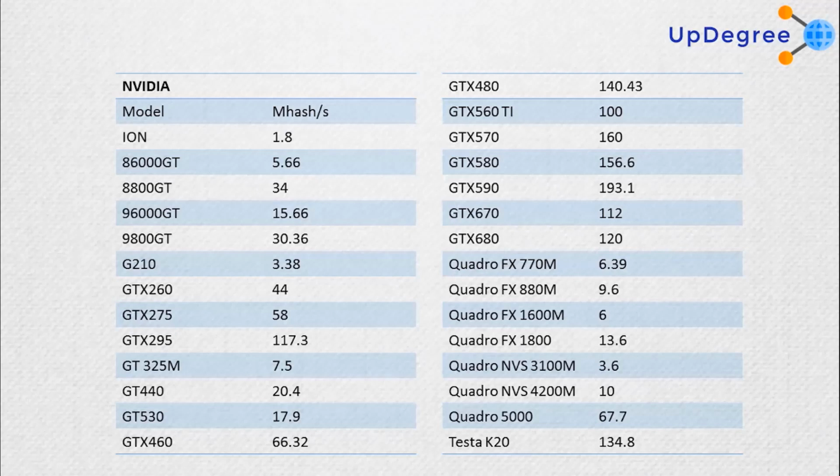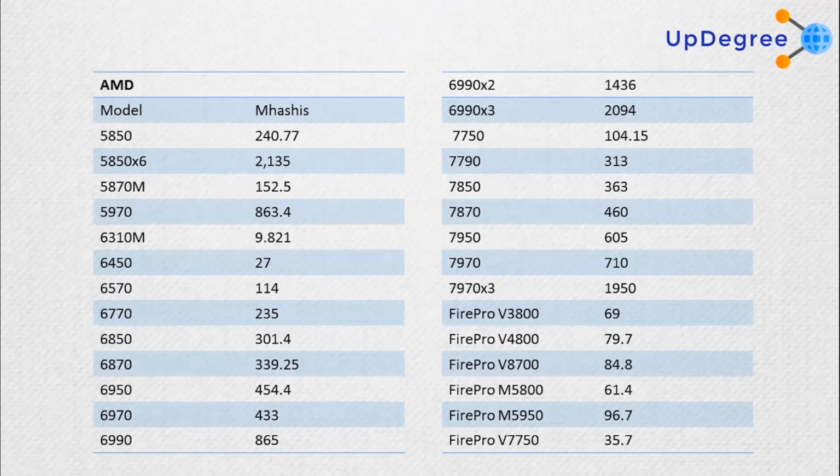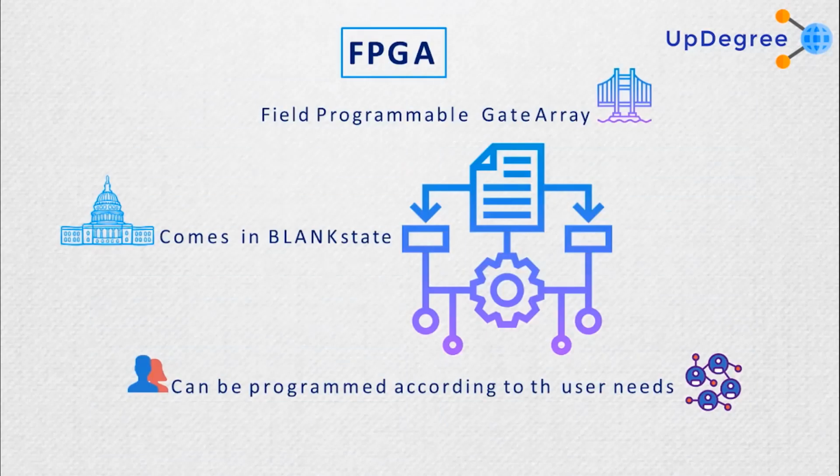It comes to like 193.1, and AMD I have seen up to 2094 transactions. That's like 69990 into 3. That's like M hash speed. This is just for information. And FPGA is actually a field programmable gate array. It comes in a blank state and it can be programmed to the user needs.